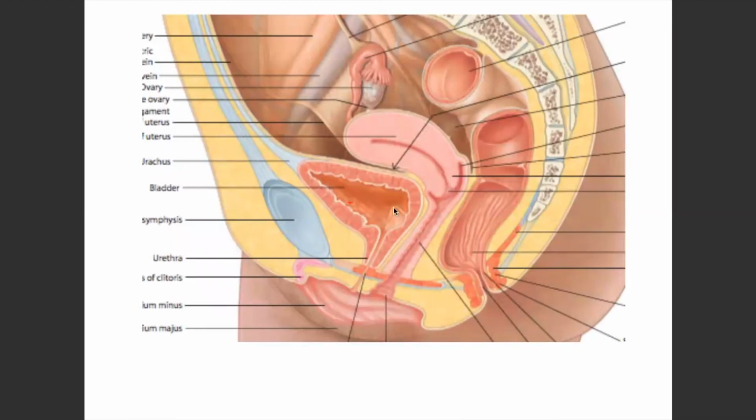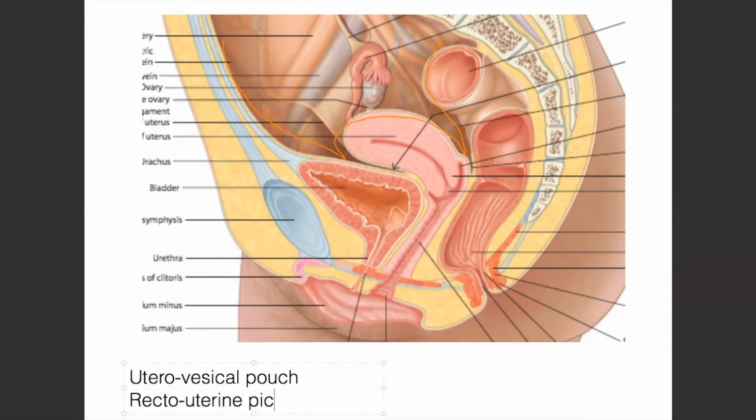Let's come to the female. In the female we have the bladder, the rectum, and between them there's the uterus, the ovary here, and the vagina. The important thing to remember is that the peritoneum is also reflecting, here and here, in two areas instead. Because it's reflecting in two areas, we end up with two pouches: the utero-vesical pouch, which is between the uterus and the bladder, and the recto-uterine pouch. And this one's very important.